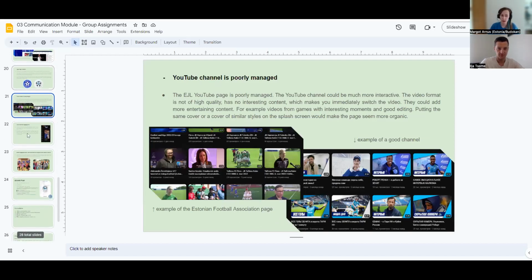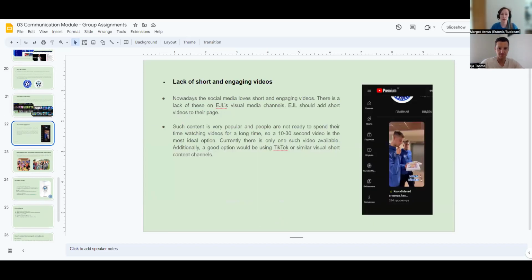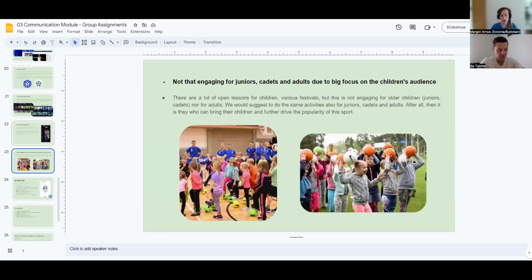They also could manage their YouTube channel better because it's visually really hectic. There are really different visuals and the content doesn't seem too entertaining. And they don't have short and engaging videos, which are nowadays really popular and a good method to attract attention. We also noticed that many of their visuals are targeted at children. It's great to catch the attention of children or parents of children, but they could also have more visual content for youth and adults as well.